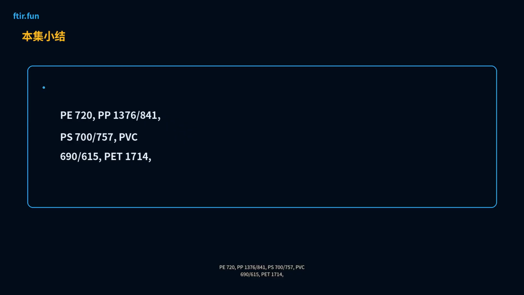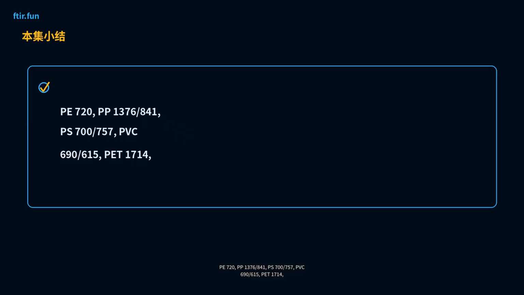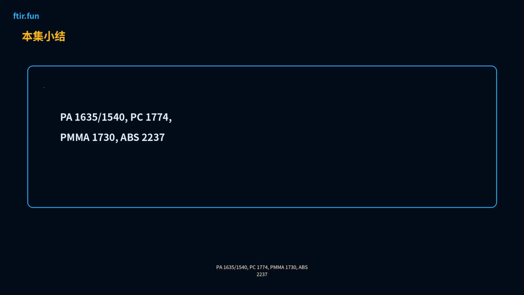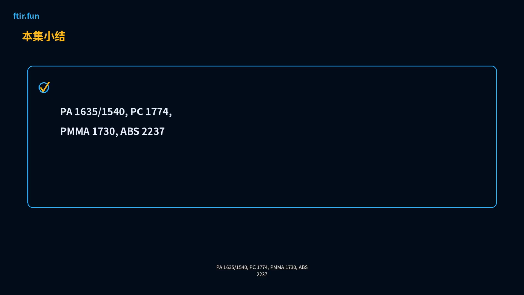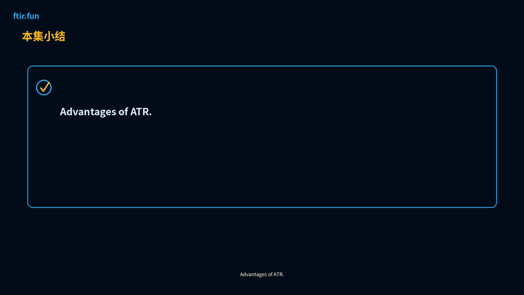PP: 720, 1376, 841. PS: 700, 757. PVC: 690, 615. PET: 1714. PA: 1635, 1540. PC: 1774. PMMA: 1730. SAN: 2237.